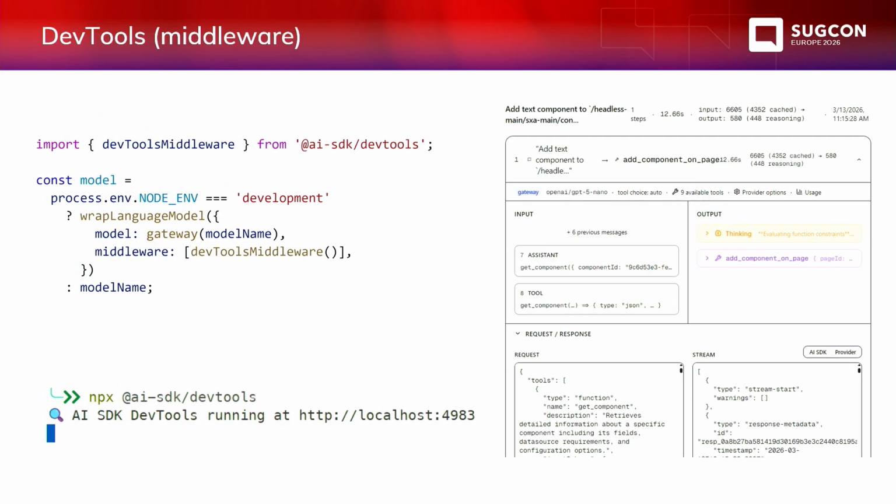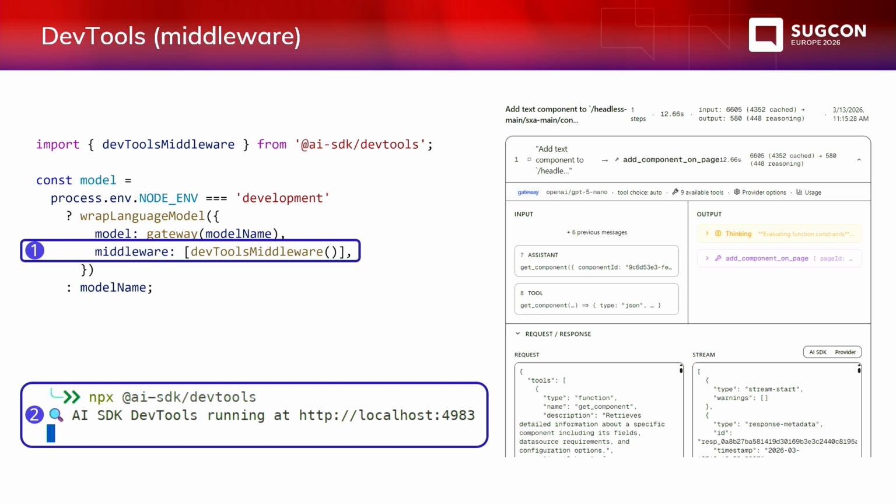And also during development, it's worth having debug options, and it's also possible with DevTools middleware. You need to wrap the model, and then it actually writes to a local folder all the raw requests and responses from AI, and then you just run npx commands when you need to debug, and it will spin up the server where you can see each request which was executed.